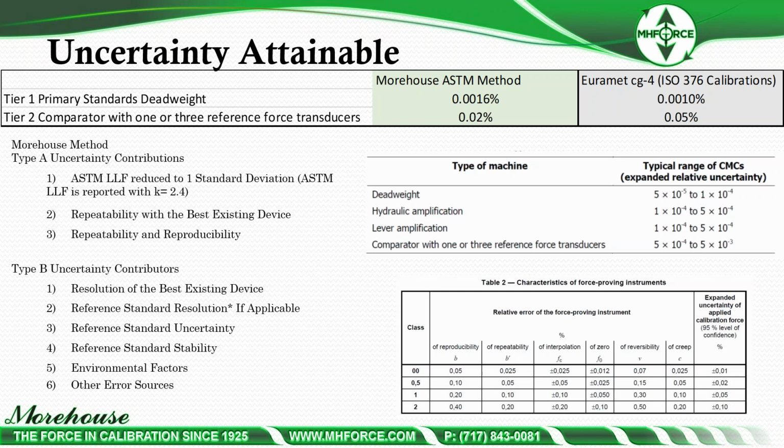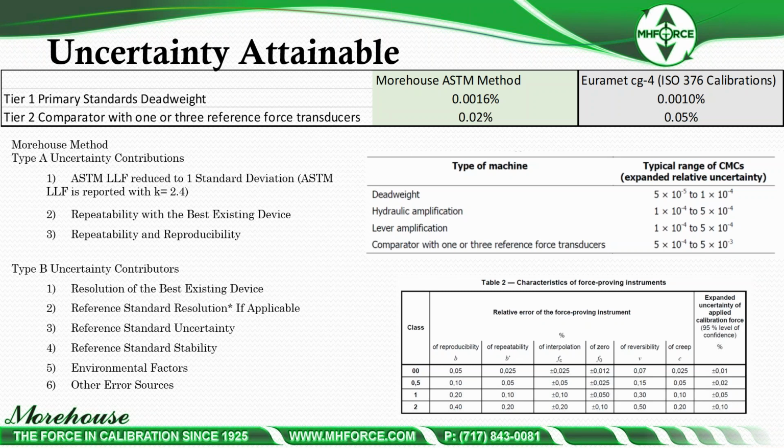Euromet's basically saying, hey, primary standards are generally 0.001 to 0.005. We're within that at 0.016. If we look at the comparator with 1 or 3 reference force transducers, this is where things change quite a bit using the ASTM method. We were able to obtain 0.2, and if you look around at a lot of people's scopes that are out there, you'll see things like 0.2, 0.5, very believable numbers.